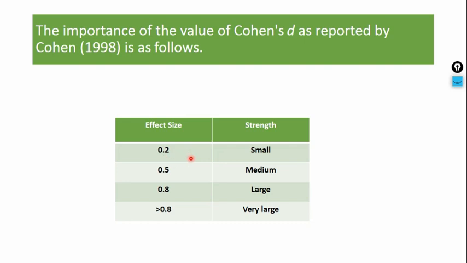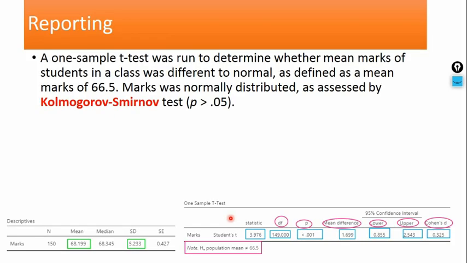If our effect size is up to 0.2, our difference is small. Between 0.2 and 0.5, the difference is medium. Between 0.5 and 0.8, the difference is large. If the D value is greater than 0.8, the effect size is very large.